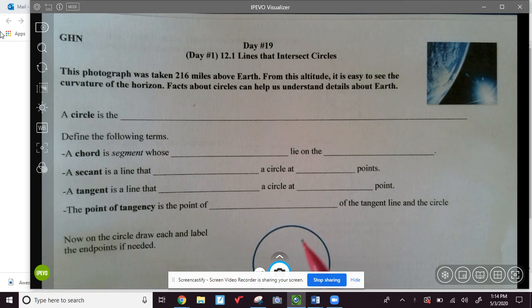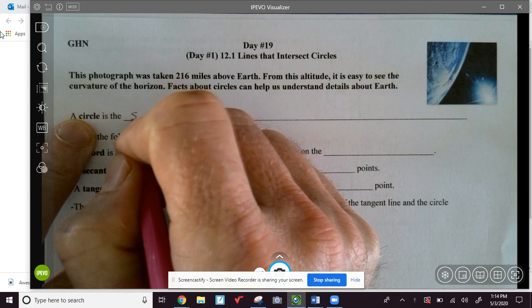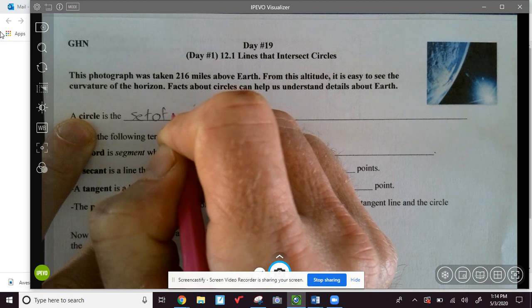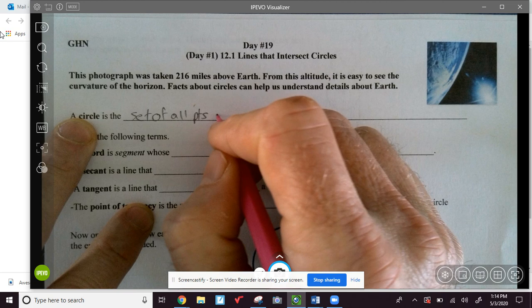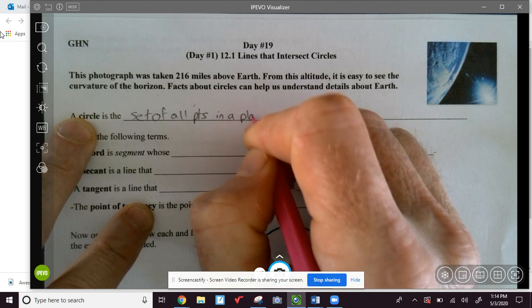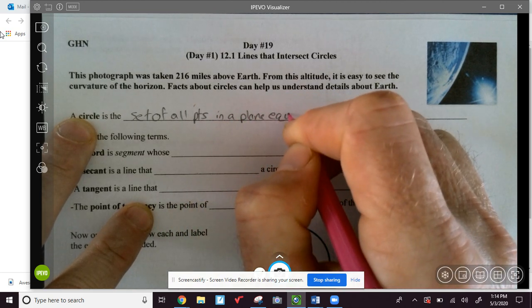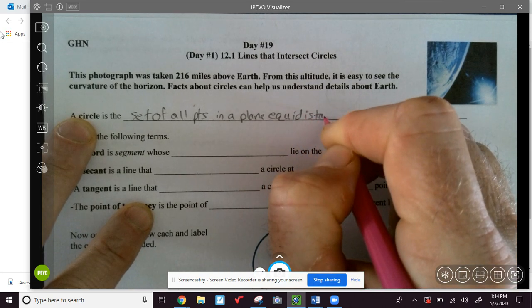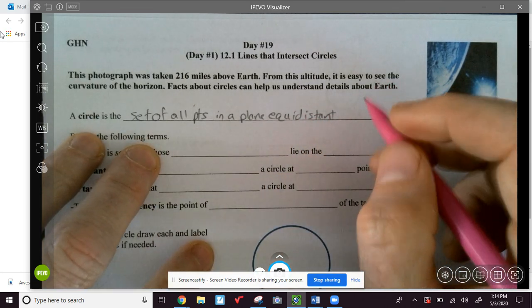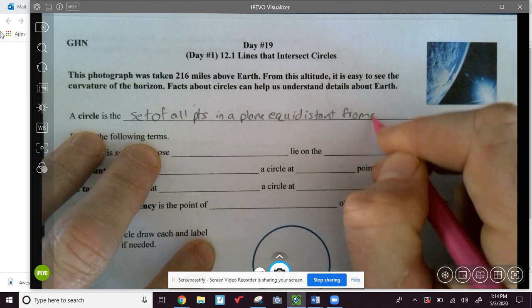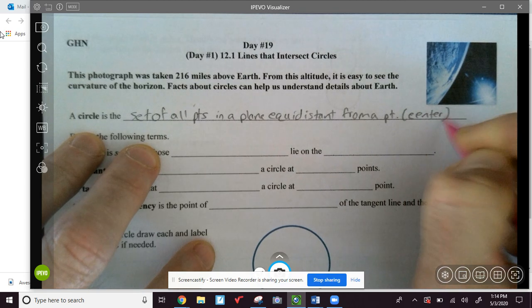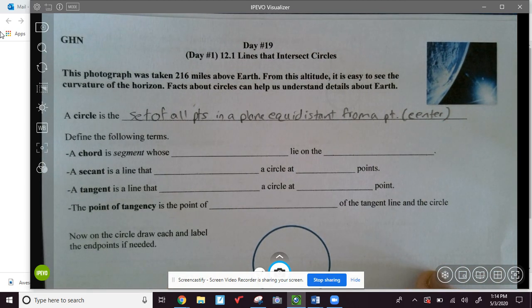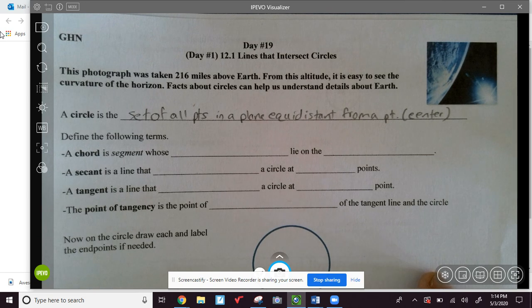A circle is a set of all points in a plane equidistant from a point, which we call the center. All right. Inside of the circle, we have some special segments.